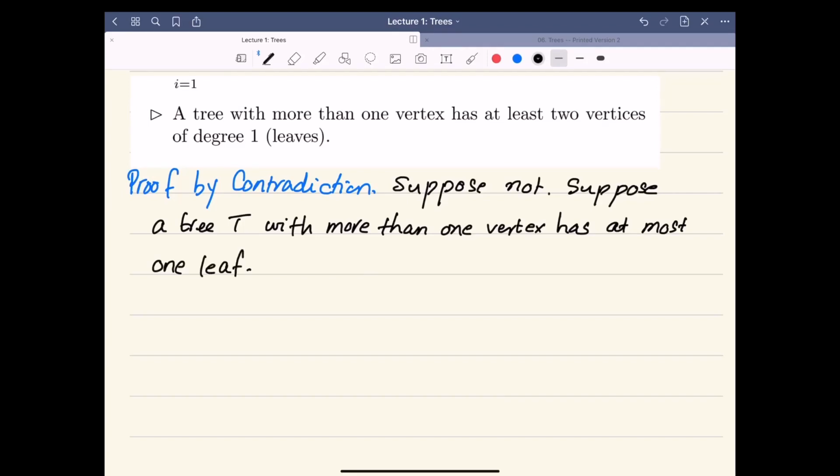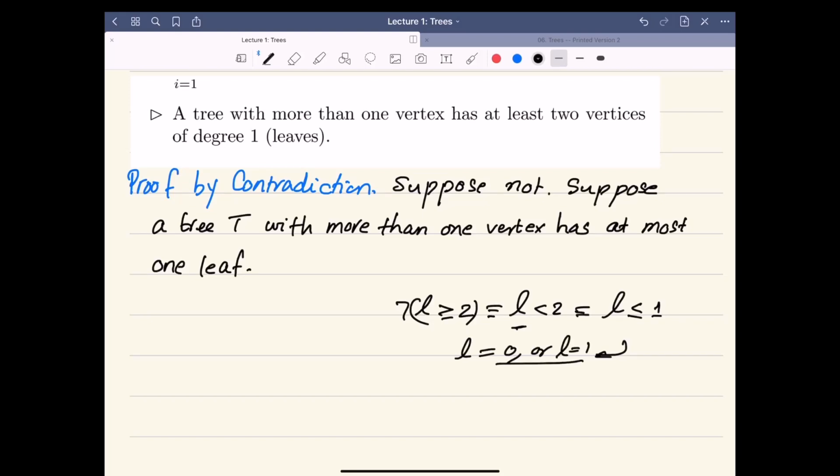And why? Suppose now the number of leaves is L. So we have an inequality L greater than or equal to 2. This represents at least 2. Now the negation for this inequality will be L less than 2. And furthermore, since number of leaves is an integer, then this will be L less than or equal to 1. And if the number of leaves is less than or equal to 1, we have two cases, either L is 0 or L is equal to 1, because we don't have a negative number, we don't have minus 3 leaves. So either we don't have a leaf or we have exactly one leaf. And according to this, we will divide the problem into two cases.